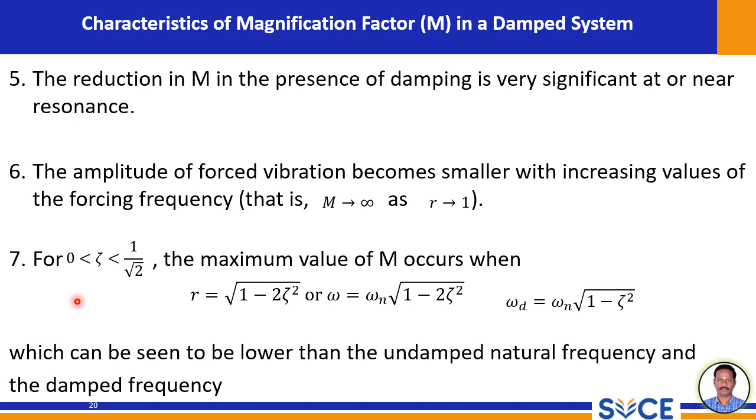This is a very important point for understanding the location of peak amplitude in a damped system. For a damping ratio within this specified range, the maximum magnification factor occurs at a frequency ratio slightly less than 1. The frequency is also lower than both the undamped natural frequency and damped natural frequency values. These characteristics further emphasize the importance of damping in controlling the vibration of a system.